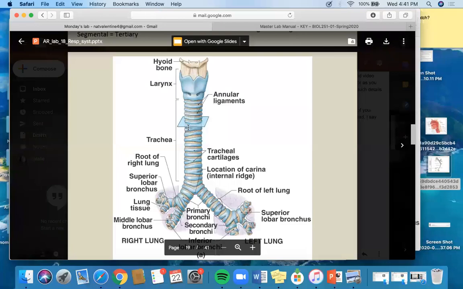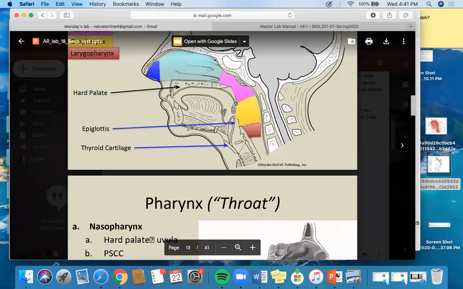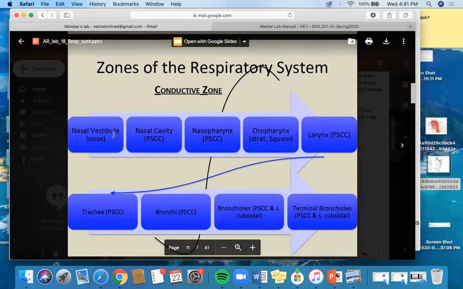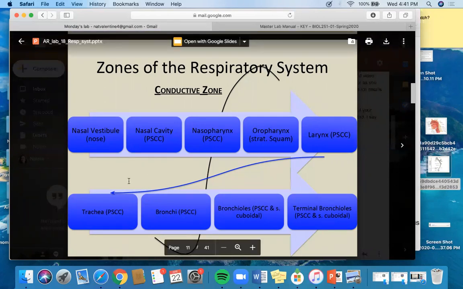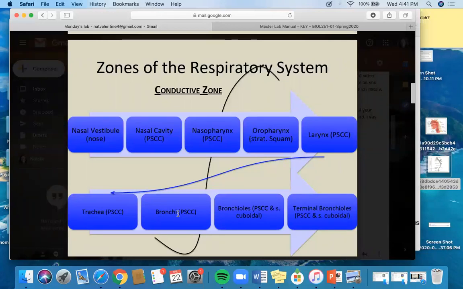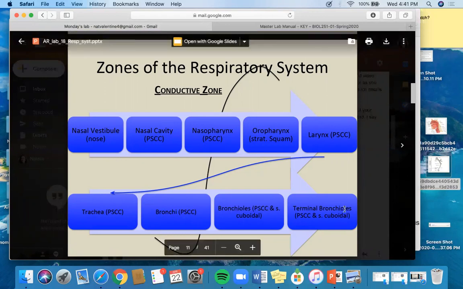So let's go back to this picture here, and we can go through the order of the conductive zone. So we went through the nasal vestibulae, or the nostrils, move into the nasal cavity, move through the nasopharynx and the oropharynx of the throat. Then we hit the larynx, move down into the trachea, move through the bronchi. We have our primary, secondary, and tertiary bronchi. Then we move into those smaller branches, or the bronchioles. And finally, we hit the terminal bronchioles. So that is everything you need to know for the conductive zone.